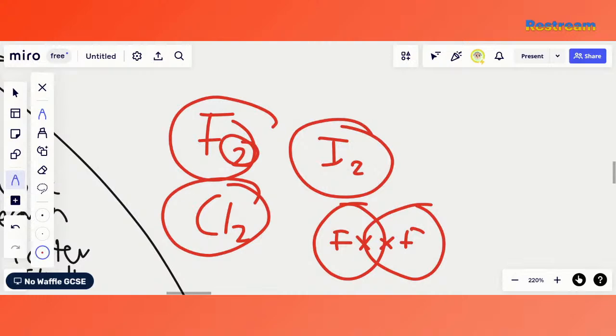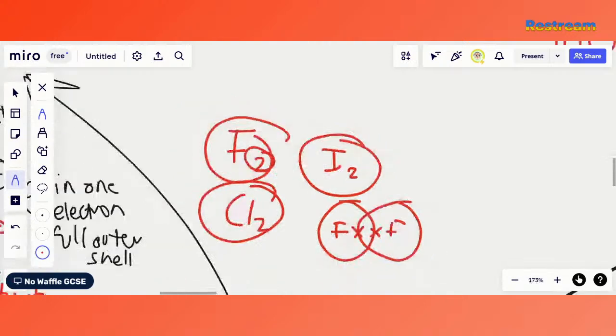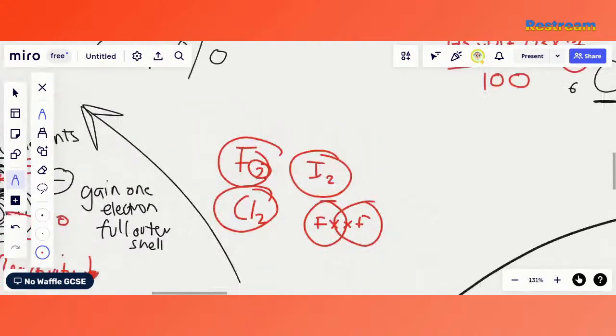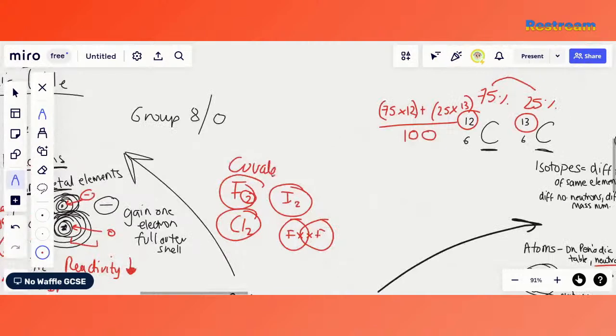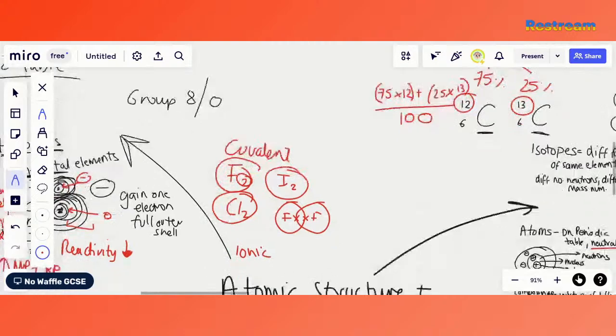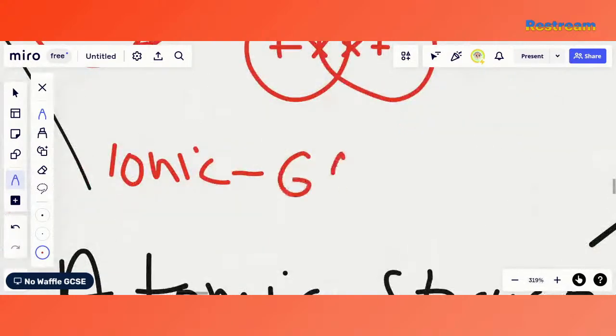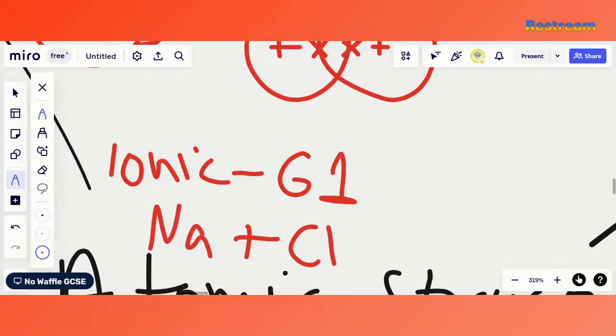Now, they also form ionic bonds. So they form covalent bonds with themselves. Covalent is between nonmetals. They form ionic bonds with metals in group 1, and they react to form halides. So the alkali metal sodium and the halogen chlorine can react to form sodium chloride, salt.